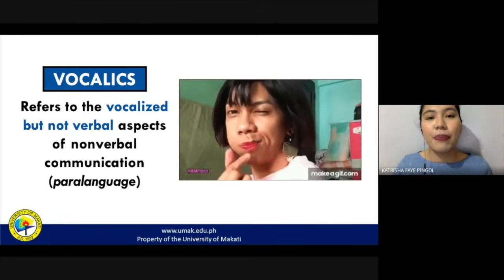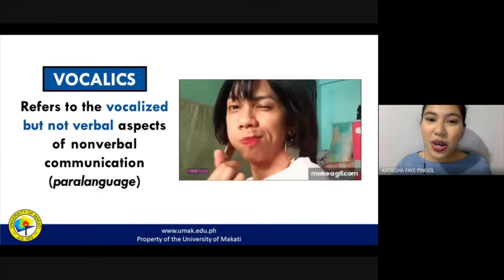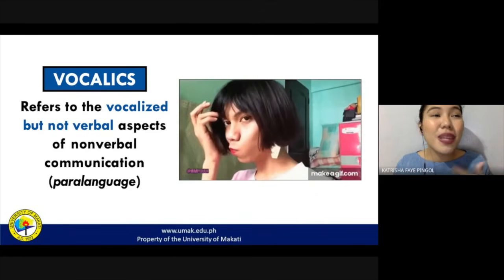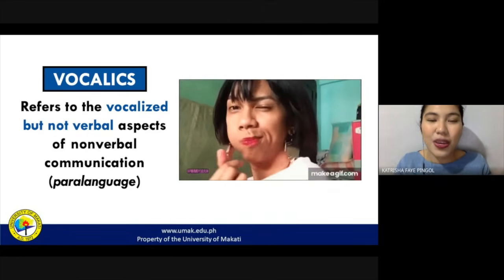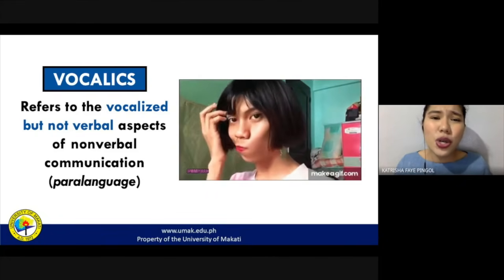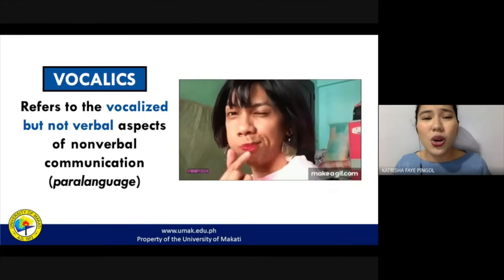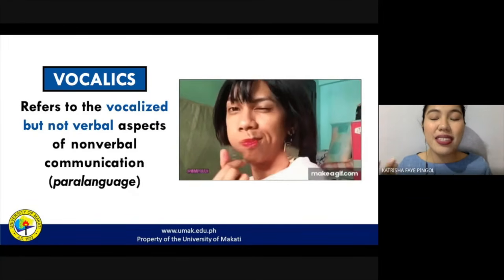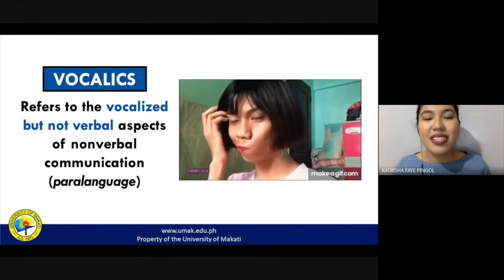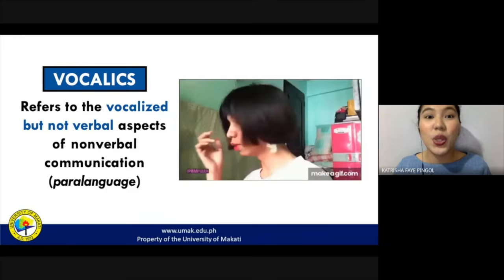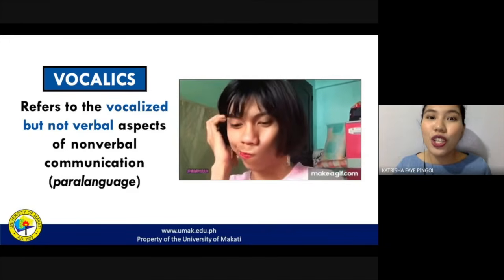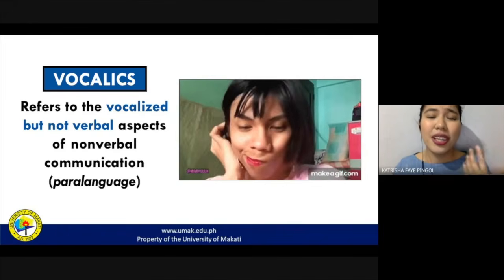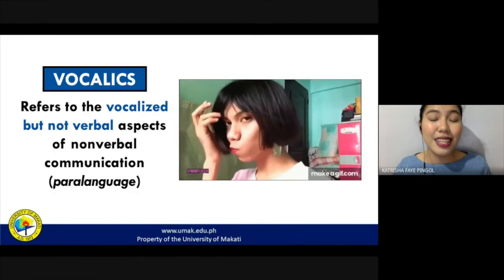For example, when you talk to your crush, the pitch is higher, it's very different. Sometimes you even talk in a baby voice. Or if someone is close to you or you're comfortable with that person, the way that you talk with them is very different. So more often than not, when we say paralanguage or vocalics, it simply refers to how we manipulate and utilize pitch and volume in using the language, or even the tone of our voice, that could be considered as vocalics.